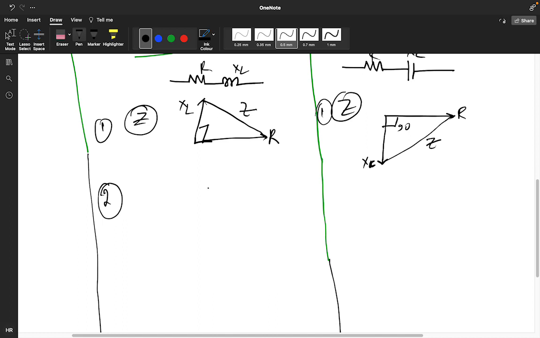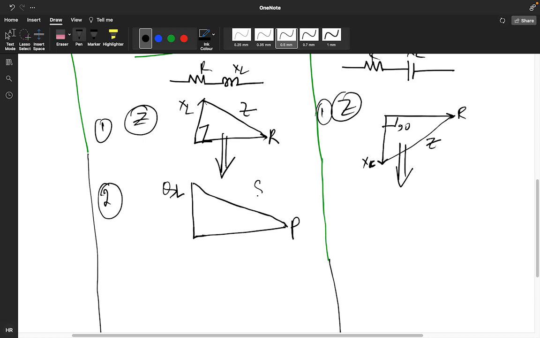So write it down for power. For power, the same diagram will follow. Wherever the R comes, you have to write P. Wherever XL comes, you have to write QL. This P represents real power and this QL represents reactive power. This is your apparent power. S is equal to apparent power, and theta will be with respect to this.